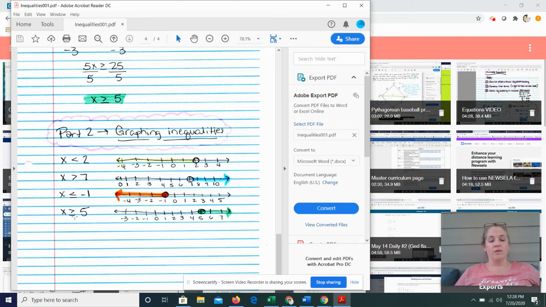And with x is greater than or equal to 5, I colored in the 5. Since it's equal to, I colored in the circle, and then I did everything greater than that. So that is how you graph inequalities.